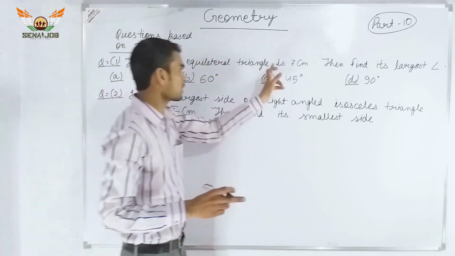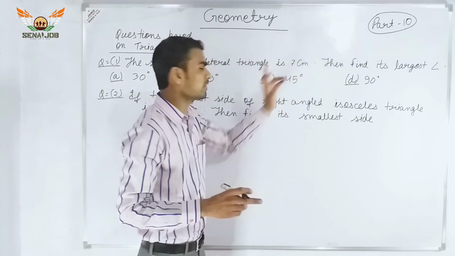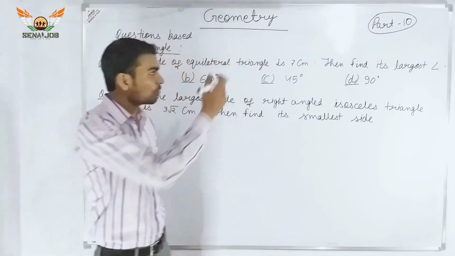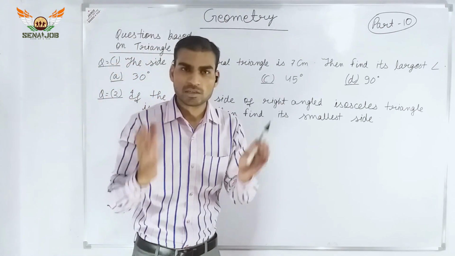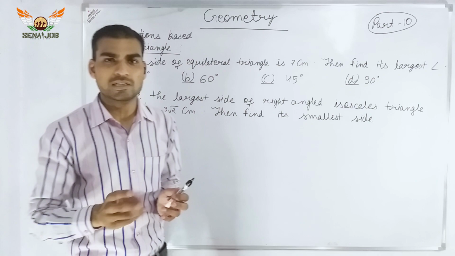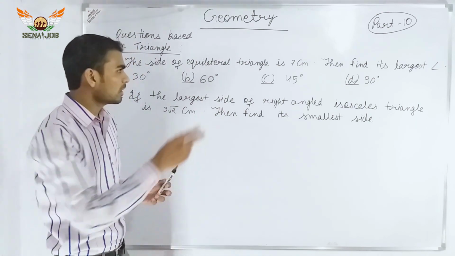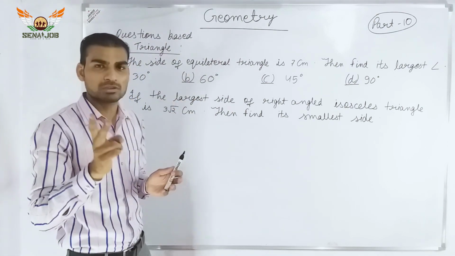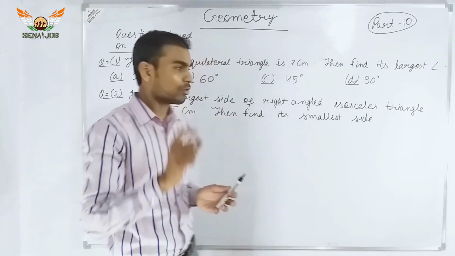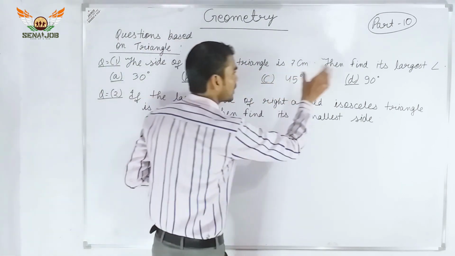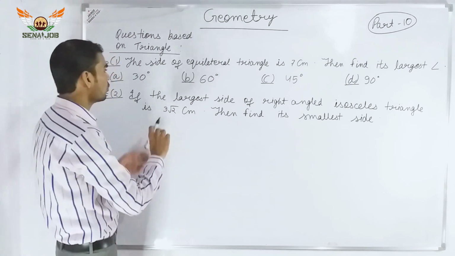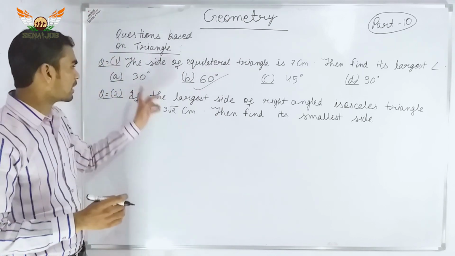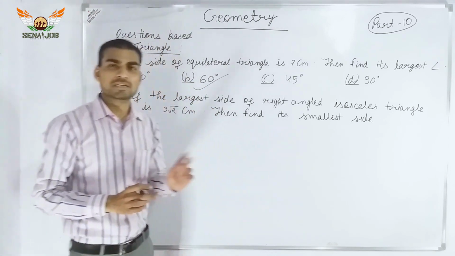Okay, in an equilateral triangle, the side is 7 centimeter. Now there is one important thing. Already I told you in a video when I was teaching you about the concept of triangle and types of triangle, I explained about the equilateral triangle, that there is one property of an equilateral triangle, that all the angles and all the sides of an equilateral triangle are equal. So if all the angles are equal, the value of each angle will be 60 degree, so your answer will be 60 degree.